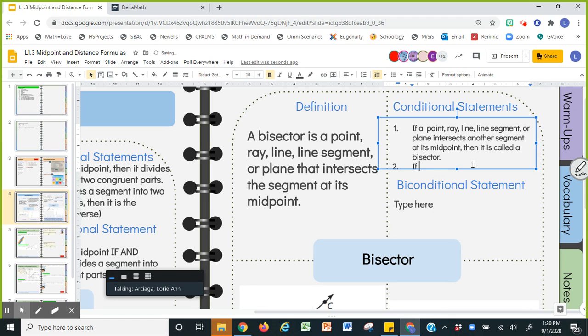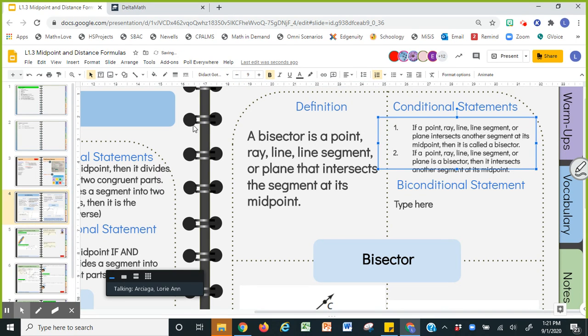So if... then let's just copy this one, it's faster. If a point or a plane, let's just stop right there, Control C, Control V. If a point, ray, line segment, or plane is a bisector, then it intersects another segment at its midpoint. Maybe I can make the font smaller, make it size 8. There you go.